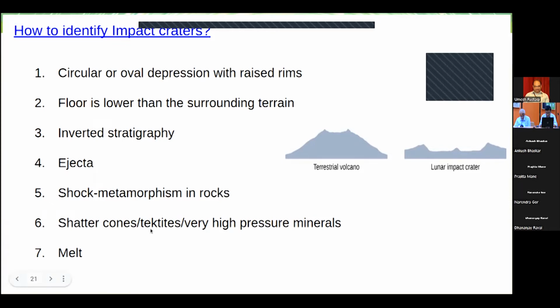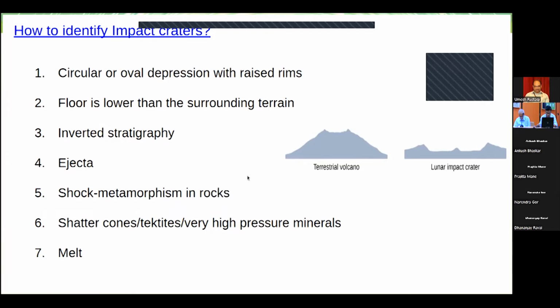There are more one can use to really nail down whether this crater is of impact origin or not. So they generally appear circular or oval in depression with raised rims. That is one characteristic of the impact crater. The floor is lower than the surrounding terrain. Then inverted stratigraphy, meaning how the deposits are formed on the geological terrain. They get inverted because we have impact and then ejecta falling from deeper first and then the other side. So we do see inverted stratigraphy near the crater. That is a very good indication.